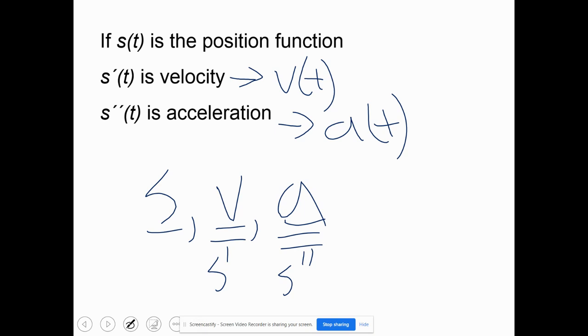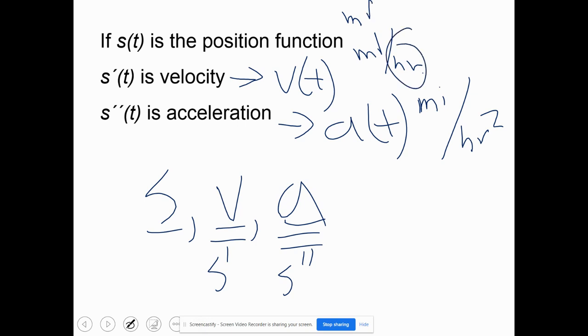Velocity is usually measured in something like miles per hour. Acceleration, right? Some of you would already know this from maybe a physics class, would be in miles per hour squared. And the position function would have just been in miles. So every time you take the derivative, what you're really doing is picking up a new bottom unit. Okay, does that make sense? If not, maybe take a look back at the slide, all right, and go through that again.